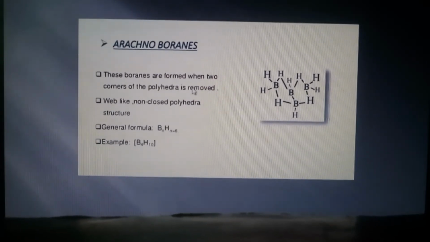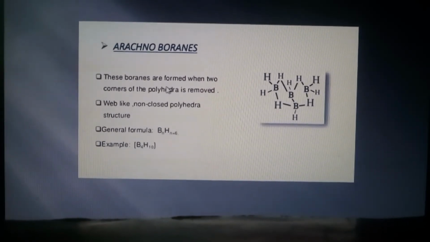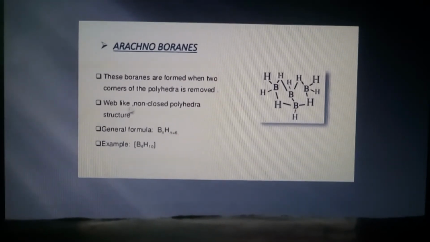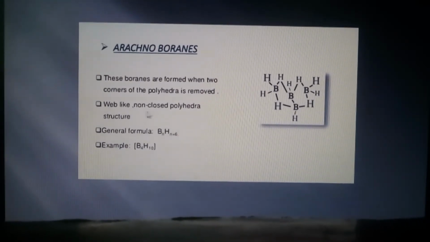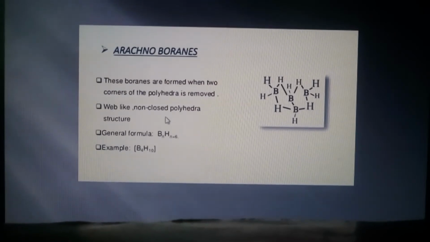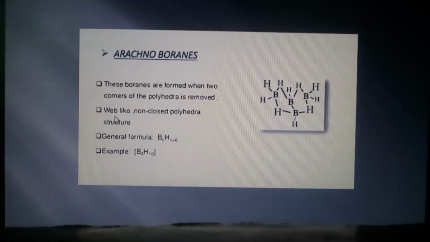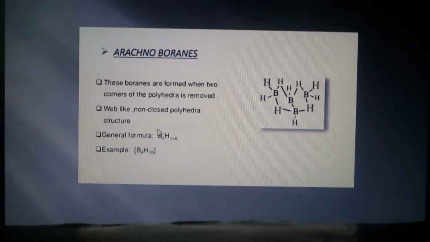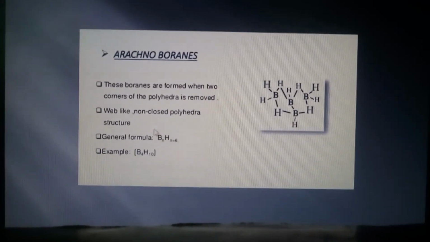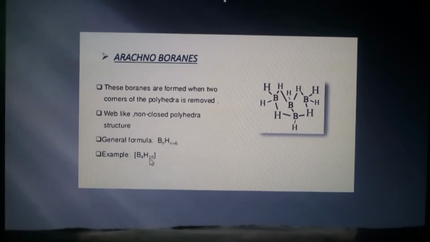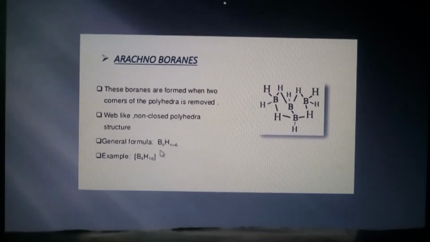The third type of borane is called arachnoborane. It is wave-like. It is also a non-closed borane and it seems to be a wave. Its general formula is represented as BnHn+6. For example, B4H10. Here n means 4 and 4 plus 6 equals 10.